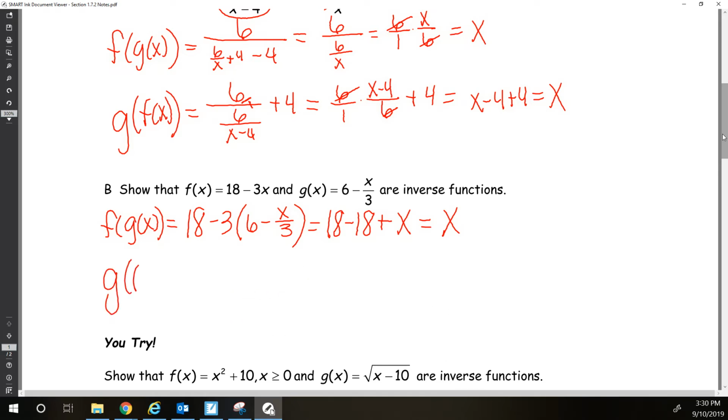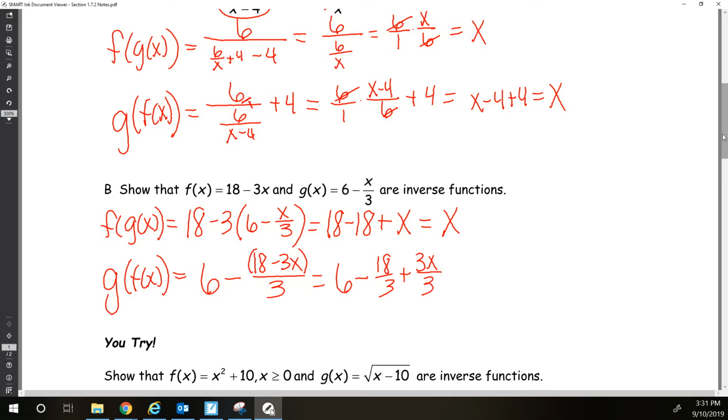How about g of f of x? Now we're taking f of x and plugging it into g. So I've got 6 minus, all of f of x is 18 minus 3x over 3. I can split this up into two fractions. Be careful though, because of this minus sign, remember, when we plug this in, it's really got parentheses here, right? So that negative sign has to distribute to both pieces. So it's going to be 6 minus 18 thirds. That's this piece. And then minus a minus becomes positive 3x over 3.